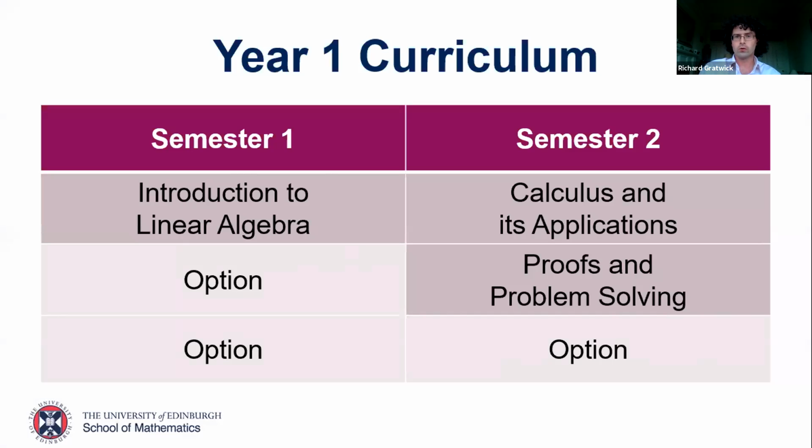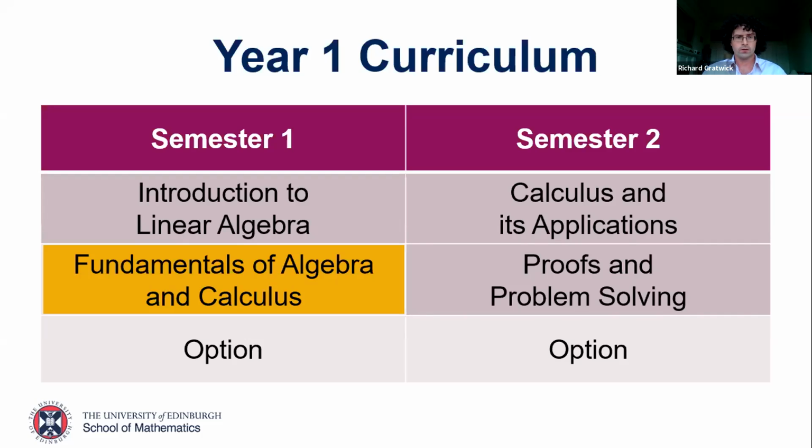So before 2018, this is what the curriculum of the first year of the BSc Maths degree looked like at Edinburgh. We had 3 core courses, then in line with the broad Scottish education, room for 3 options. In 2018, this new course, Fundamentals of Algebra and Calculus, appeared alongside the Semester 1 core course as an option.